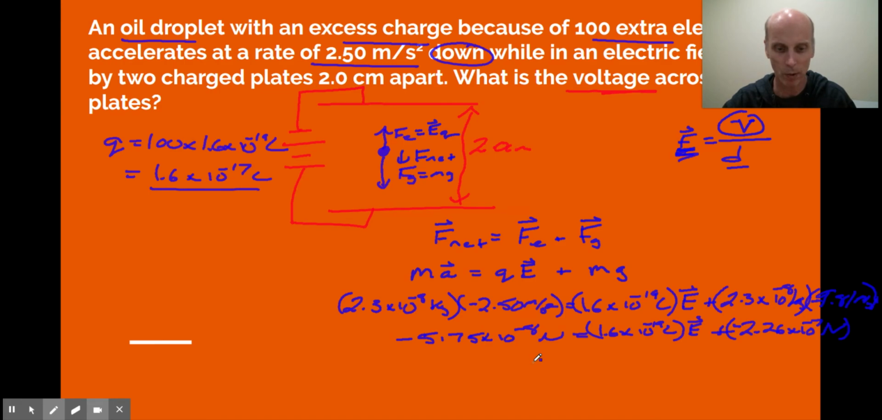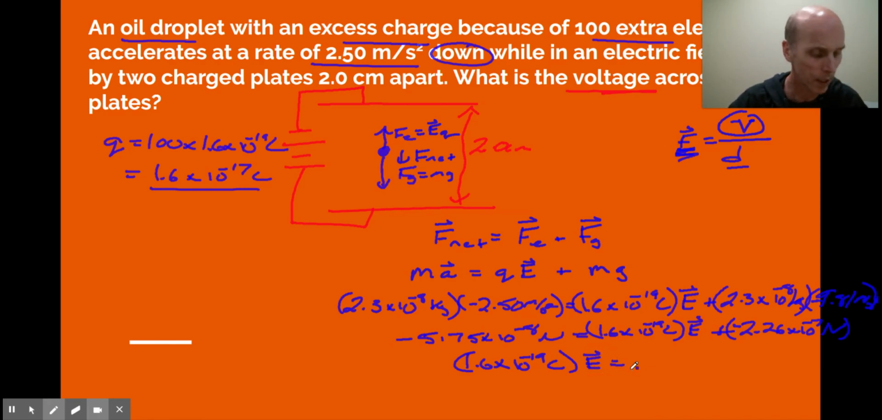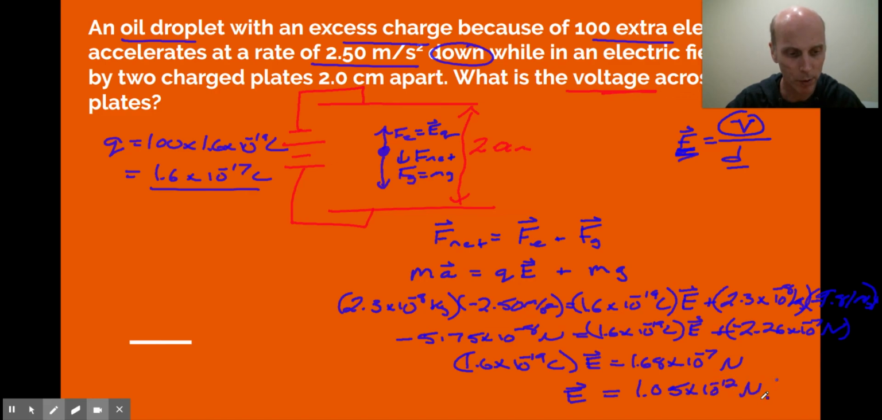Let's do a little more math to get that 1.6 times 10 to the minus 19 coulombs multiplied by my electric field is equal to 1.68 times 10 to the minus 7 newtons. So dividing both sides by 1.6 times 10 to the minus 19, I get 1.05 times 10 to the minus 12 newtons per coulomb as my electric field.